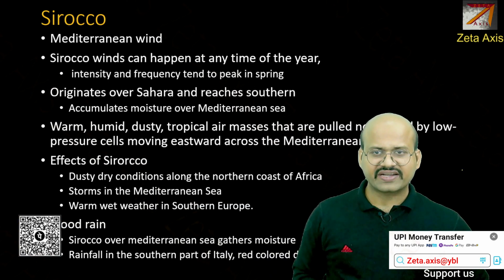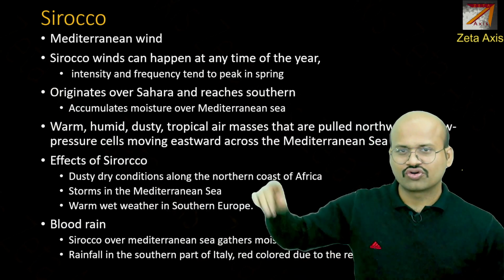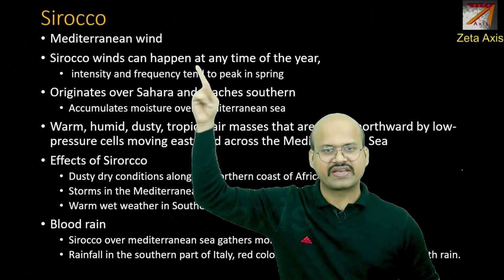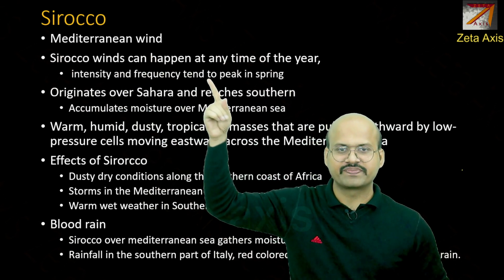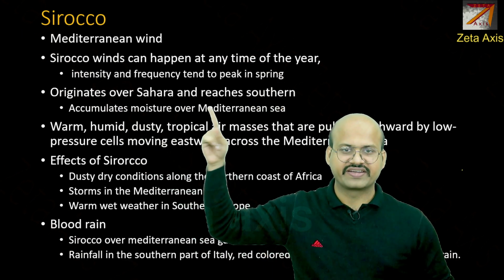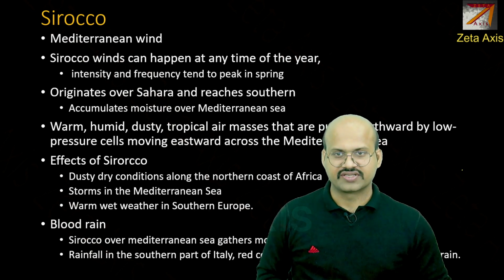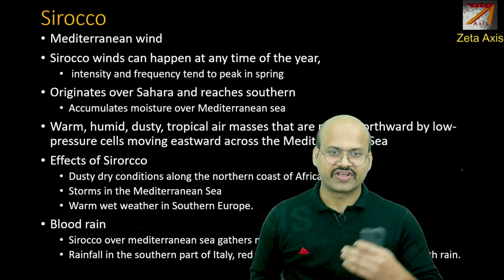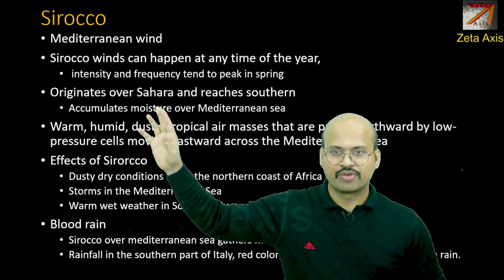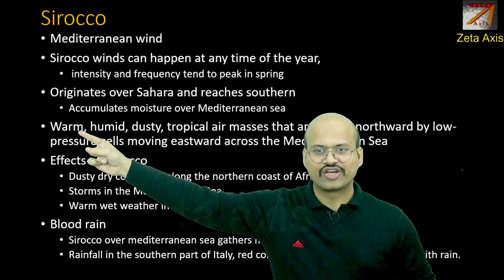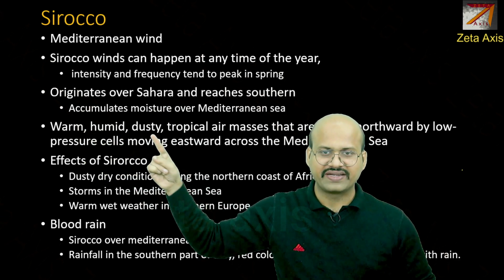Let's see the characteristics of Sirocco. Sirocco is basically a Mediterranean wind, and it can happen at any time of the year, but it peaks in the spring season. It originates over the Sahara and reaches the southern European region. It accumulates moisture over the Mediterranean Sea as it flows from Africa to Europe. Because it accumulates moisture, it becomes humid. However, it originates from the Sahara, so it is warm and dusty.